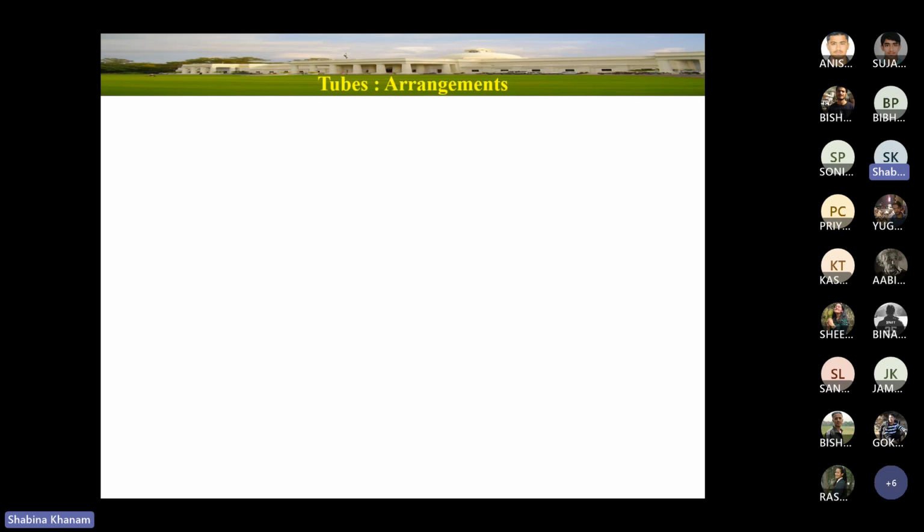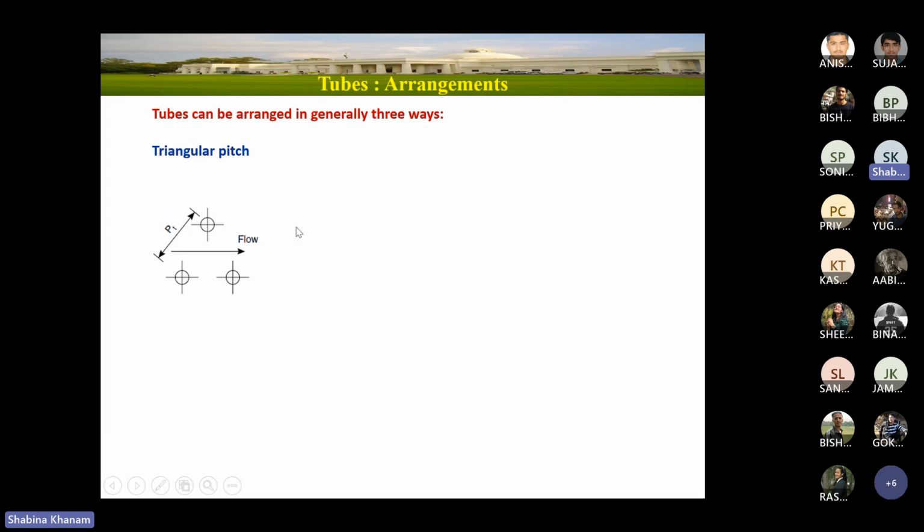Okay, so before we have seen how to decide the tube dimension, length, as well as diameter. Now we will see how tubes are arranged. In the video you have seen that tubes are arranged in square pitch. Generally the tubes are arranged in three different ways. One, very common, is triangular pitch. You can see the three tubes make this type of triangle. Another tube will be here and then here, so it will make the triangle.